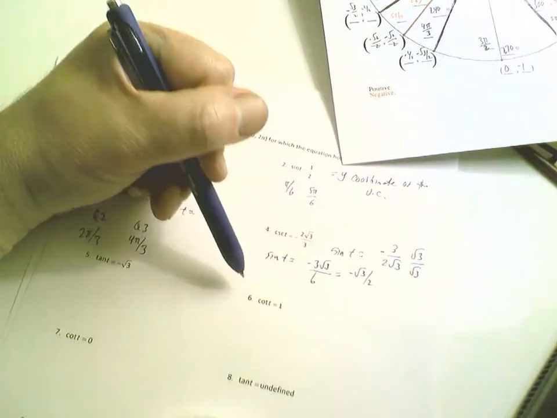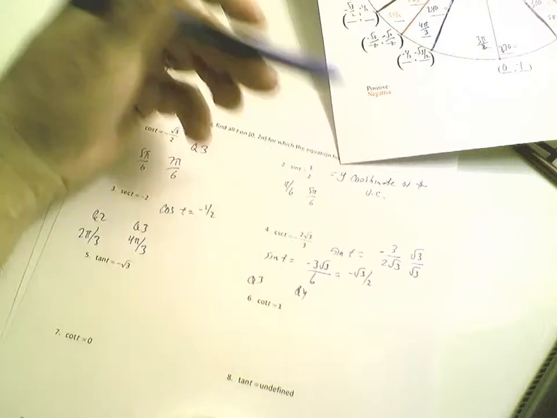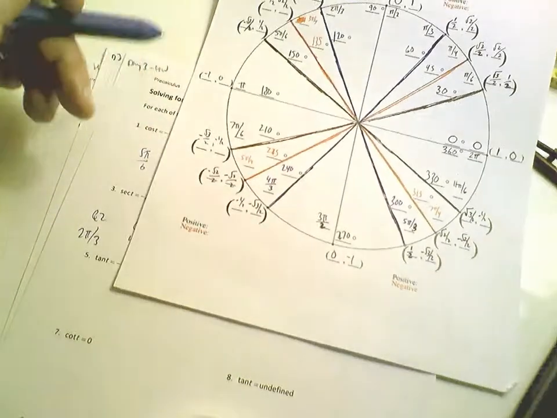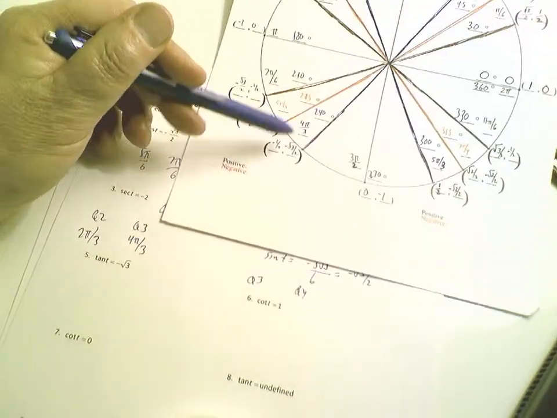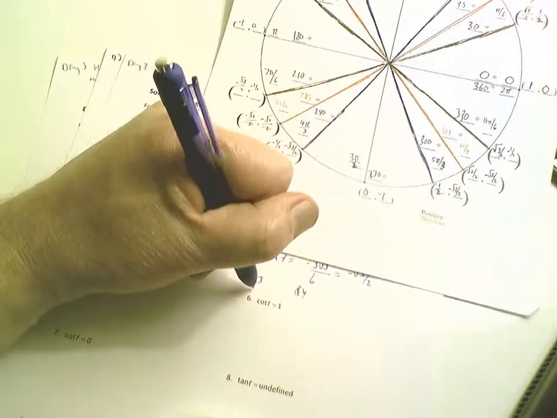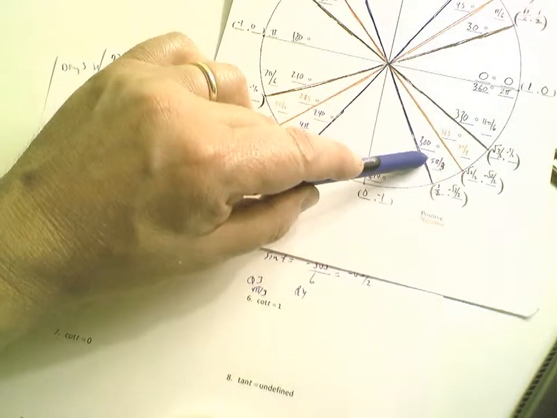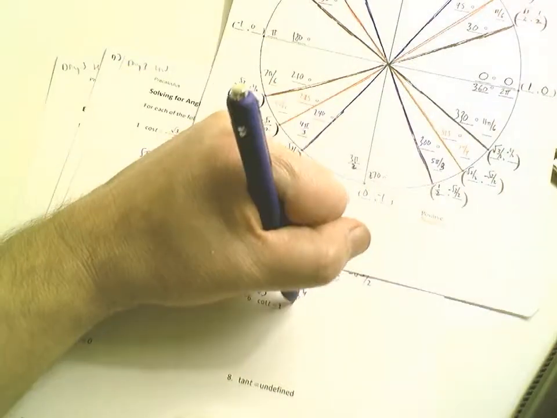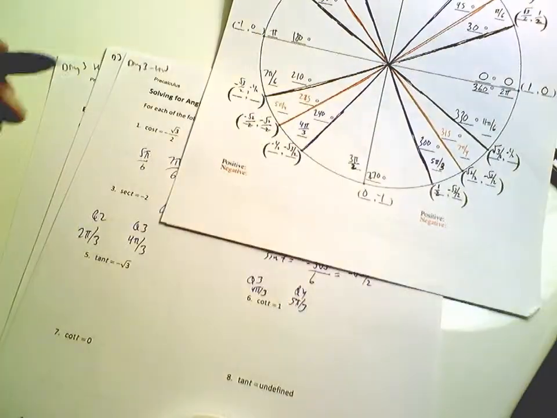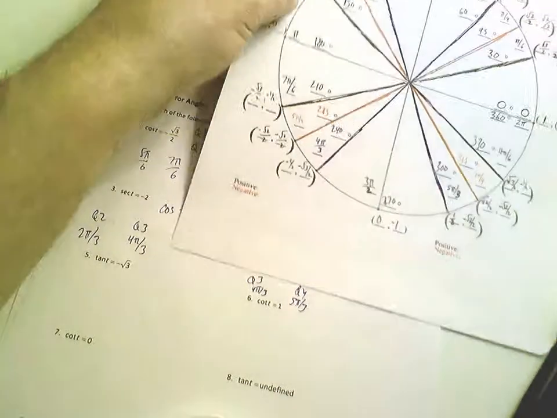I need to be in quadrants 3 and quadrants 4. Where's my y coordinate equal negative root 3 over 2? I see it at 4 pi over 3. And I see it at 5 pi over 3. And that problem is answered. 4 pi over 3, 5 pi over 3. Last one we're going to do.